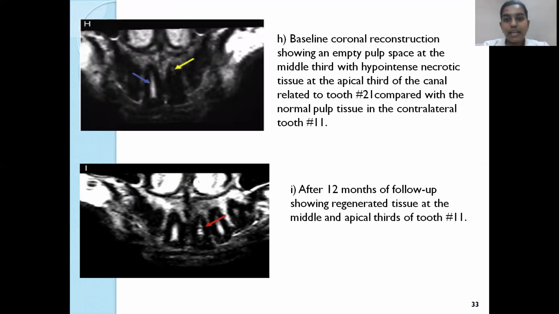Radiograph H shows the baseline coronal reconstruction showing an empty pulp space at the middle third with hypointense necrotic tissue at the apical third of the canal related to tooth number 21, compared with the normal pulp tissue in the contralateral tooth number 11. I shows the radiograph taken after 12 months of follow-up showing regenerated tissue at the middle and the apical third of the tooth number 11.